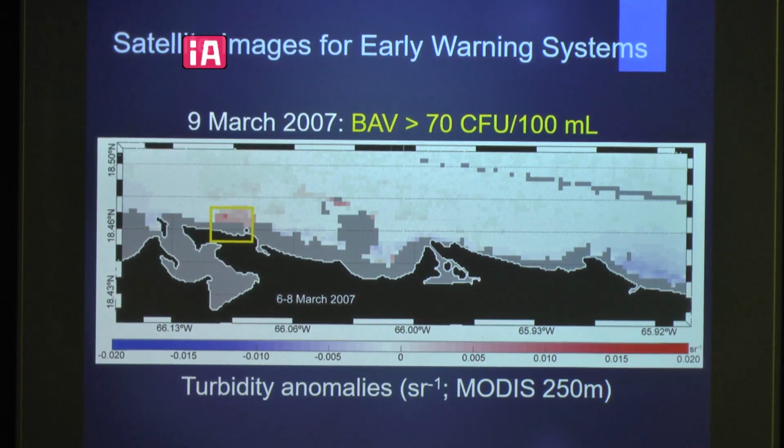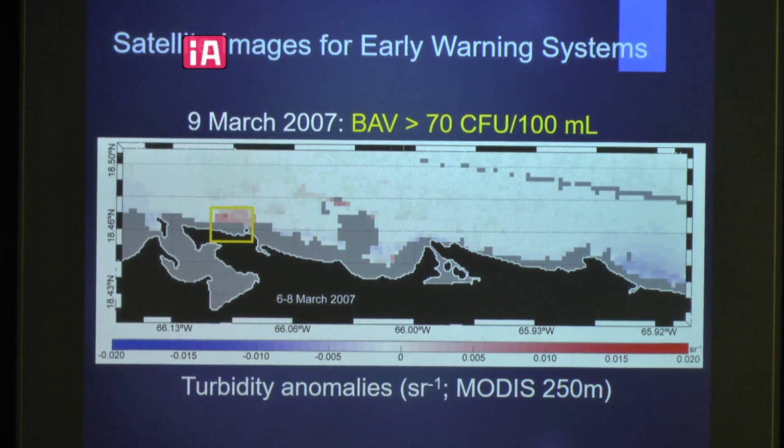So I looked into turbidity because it was already shown that turbidity is correlated with high concentration of bacteria, and I mapped March 6 to March 8 anomalies of turbidity and did an average for those days. And in here, what I'm showing you is red areas are higher than average, blue areas are lower than average, white is just average, and gray areas are missing values. And the study area is shown here in the yellow box.